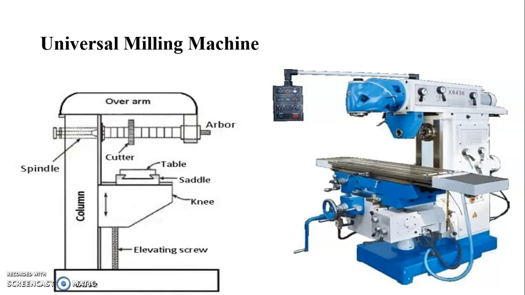A milling cutter is mounted on the arbor and rotates about the horizontal axis at a high speed. The workpiece is first made to touch the cutter by moving the table, and then machining takes place. So this is the construction as well as the working of the universal milling machine.